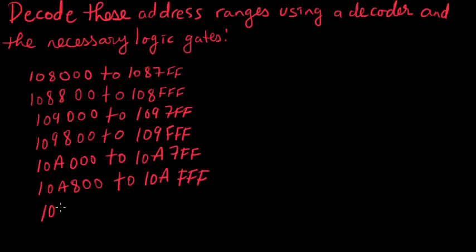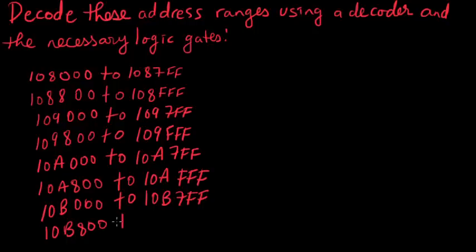and you have 10B000 to 10B7FF, finally 10B800 to 10BFFF. So now we have our address ranges, and we need to design a decoder to access these addresses properly.